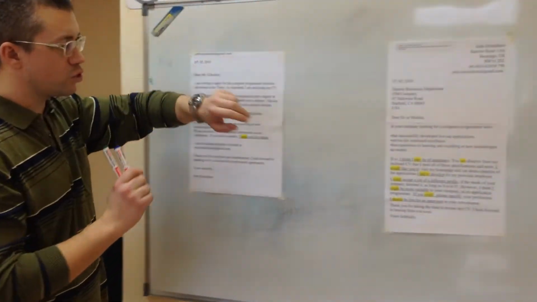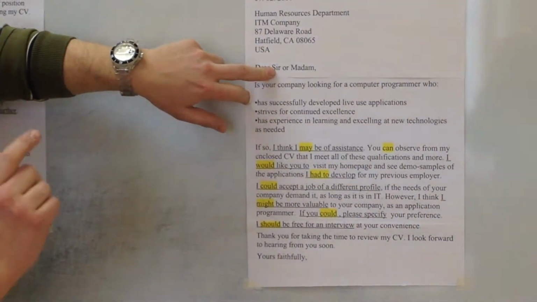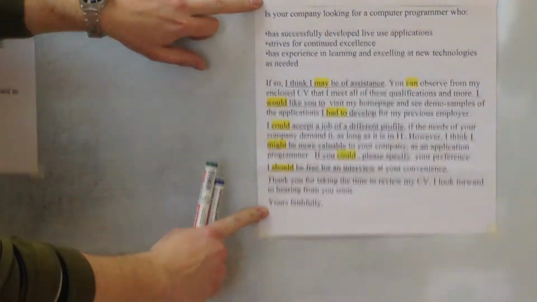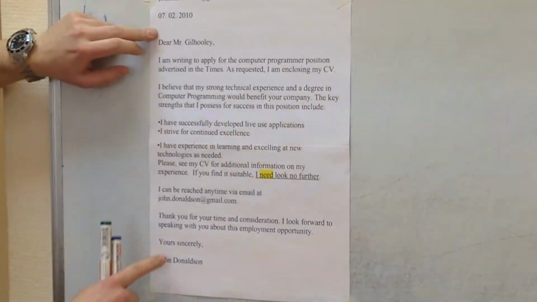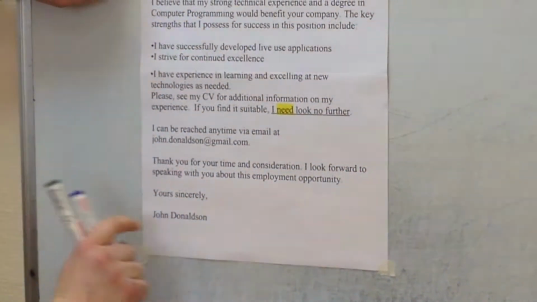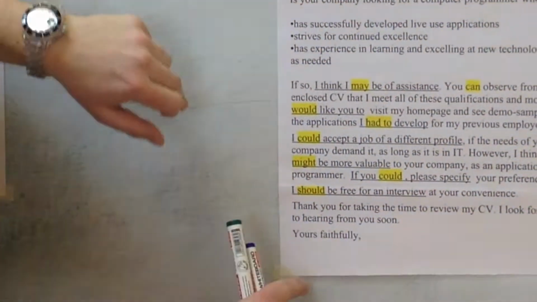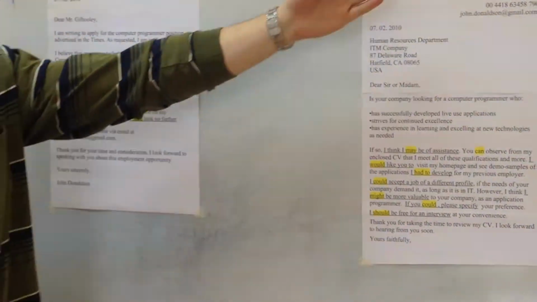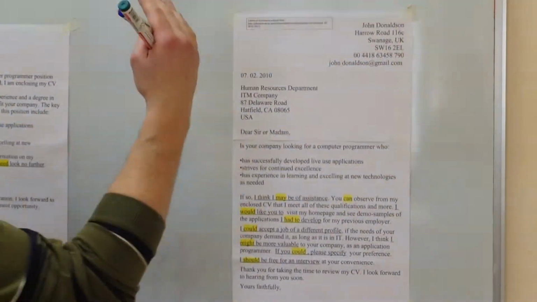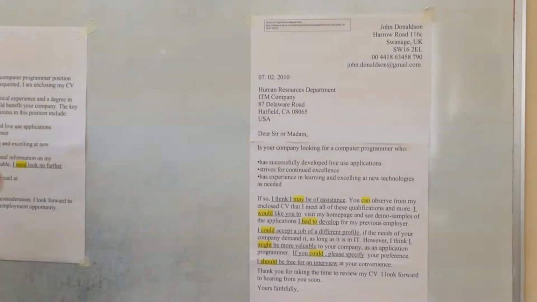On the other hand, if you don't know the name, you should start with Dear Sir or Madam and end with yours faithfully. So once again, Dear Mr. Gilhuli, I know the name, yours sincerely, John Donaldson. Dear Sir or Madam, yours faithfully, John Donaldson. So, emails, letters, upper right corner, your details, your info.